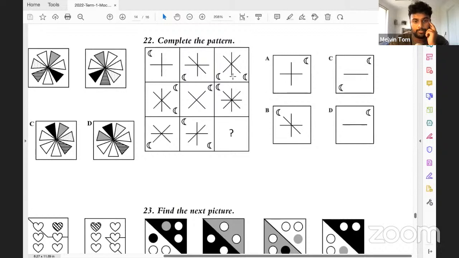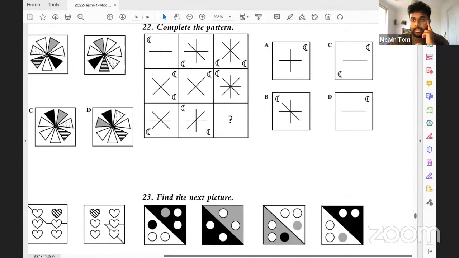So the next image, we have 1, 2, 3. 1, 2, 3, they all overlap. So only the middle line should exist. So the answer has to be C or D. And what else? We have a moon here, a moon here, a moon here, a moon here. So that means I think what's happening is there should be a moon in every single corner. Moon at the bottom left, top right, top left, bottom right. Perfect. Bottom left, bottom right, top left. Next one should be top right. The answer is D. Okay. So do you guys see how we solve these questions logically?